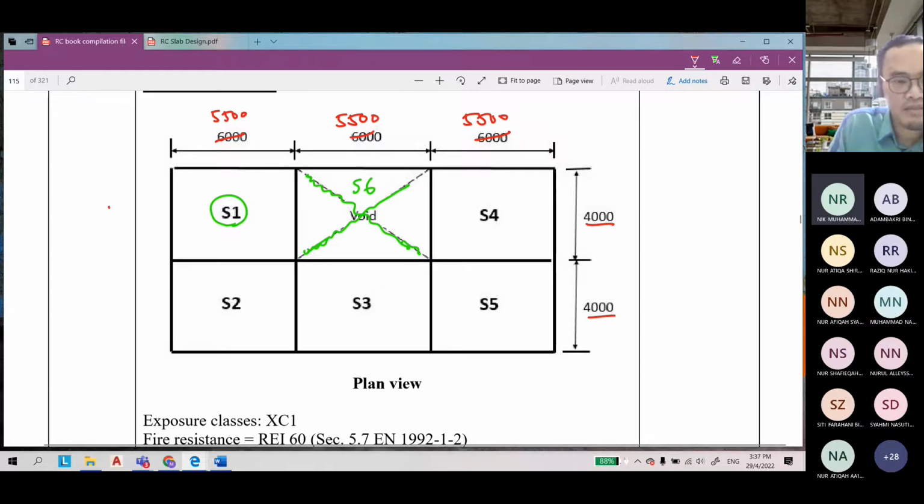Let's say this is section X and Y. This is Y, and this is direction X. Let's say this is section number 1, section 1-1, and this is section 2-2. So we will design slab number 1.